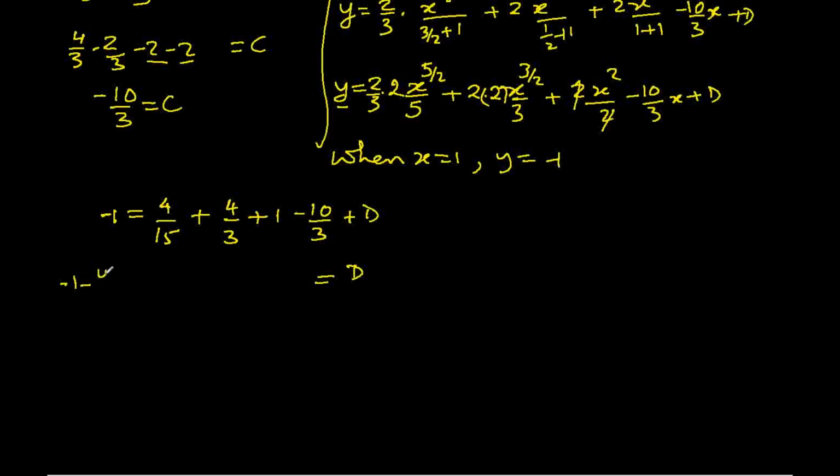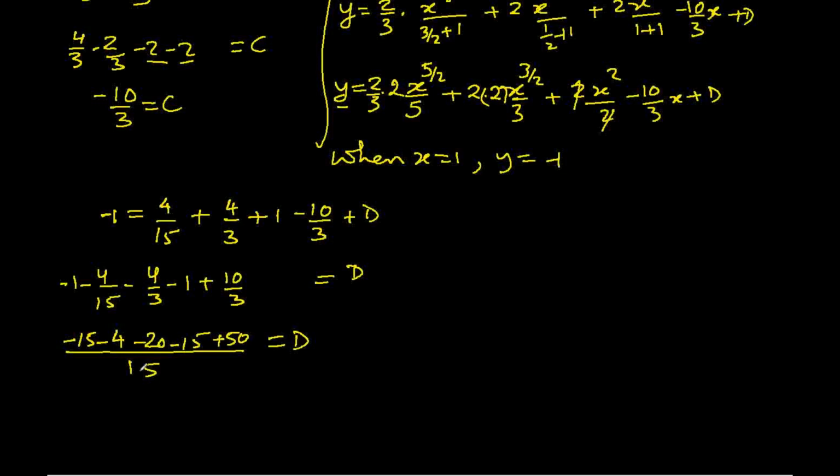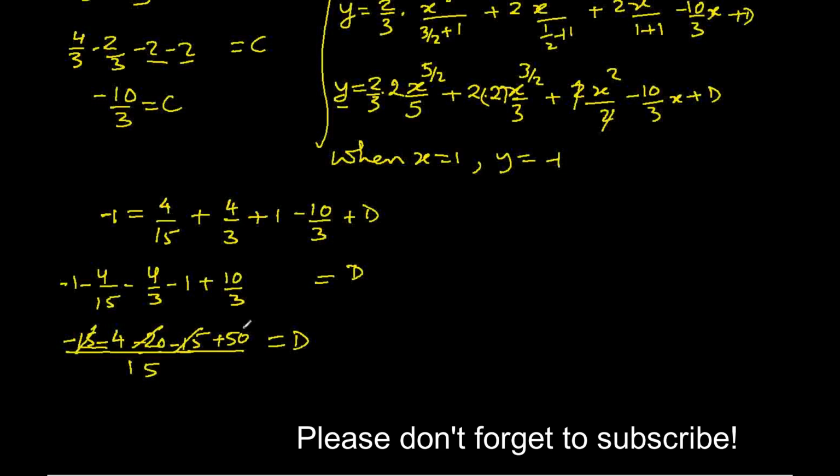Now we have to find d. Keep the d on the right side, and everything goes here. Minus 1 minus 4 over 15 minus 4 over 3 minus 1 plus 10 over 3 is d. Their LCM comes out to be 15. So this will be minus 15 minus 4, 4 times 5, 20, minus 15 and 10 times 5, 50, equal to d. 15, 20, 35, 50, though they are negative, they cancel with this positive 50. So we are left with only negative 4 over 15, which is d.